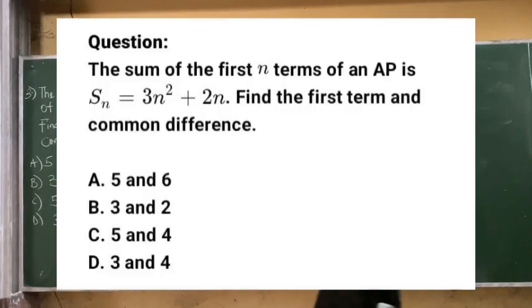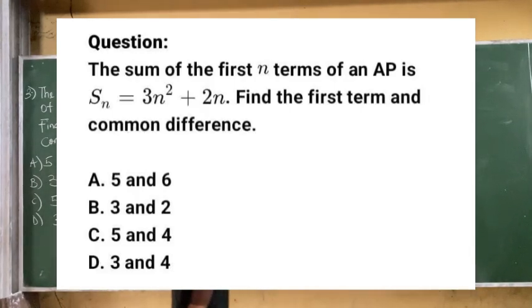Question 3 says the sum of the first n terms of an AP is given by this formula: Sn is equal to 3n squared plus 2n. They say find the first term and the common difference. Option A we have 5 and 6. Option B we have 3 and 2. Option C we have 5 and 4. Option D we have 3 and 4. Now let's solve this together.